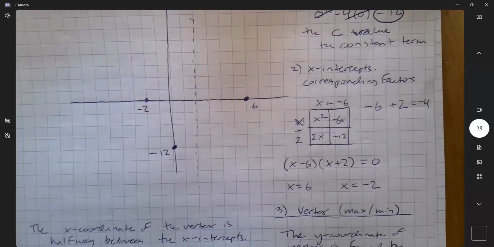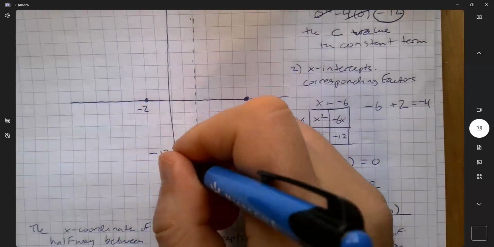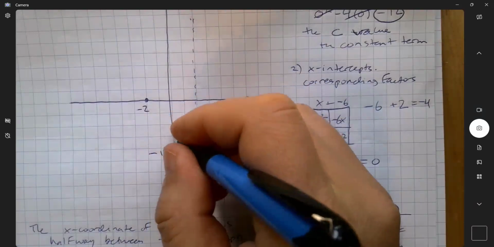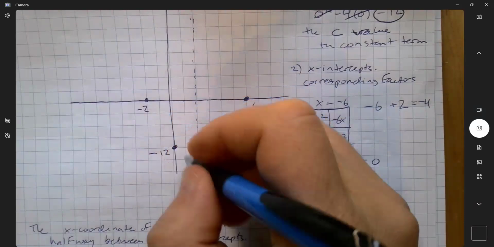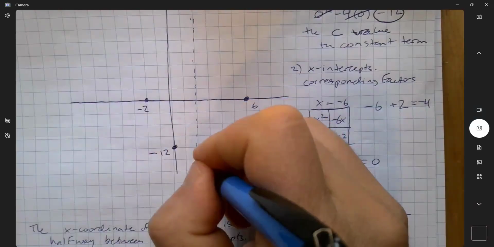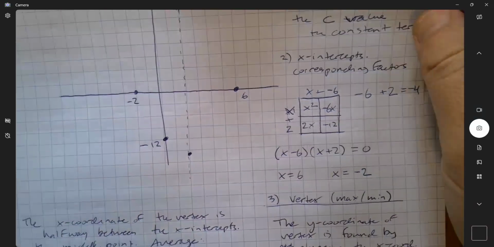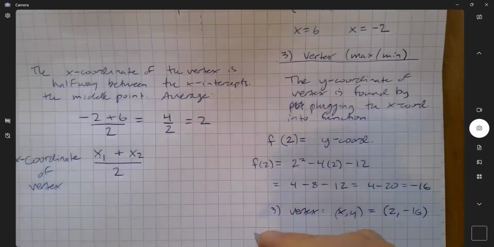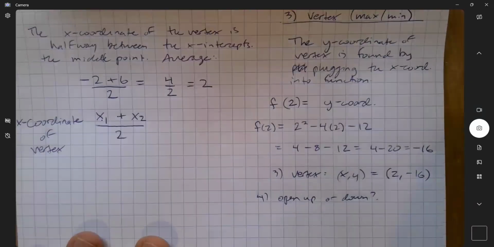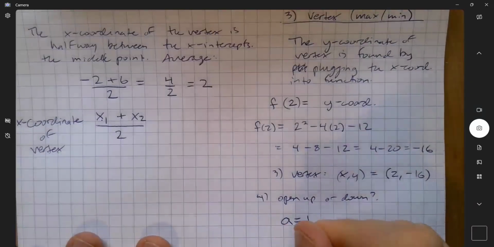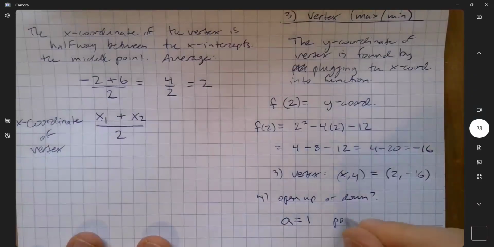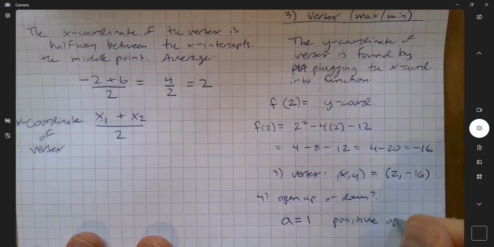That means on my graph, I'm going to go, let's see, 3, 6, 9, 12, 15, a little bit more right there. The last step is to ask, does this open up or down? And that's a very easy answer. You just look at the A value. In this case, it's 1. That's positive, so it opens up.